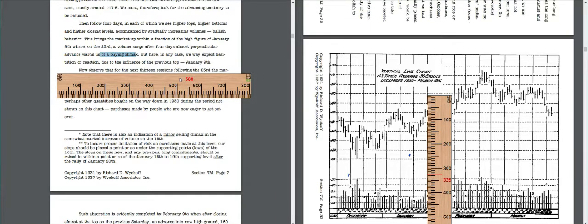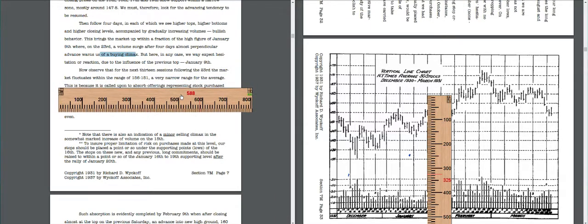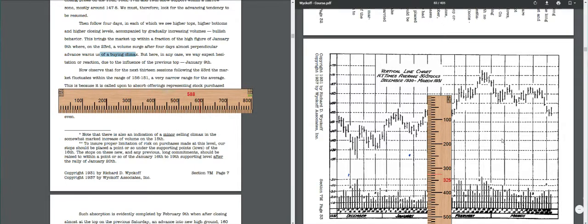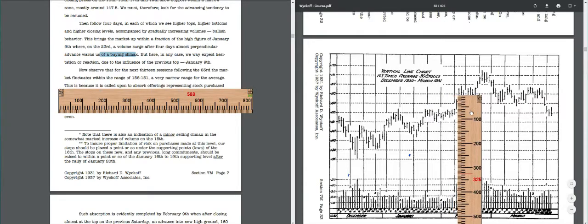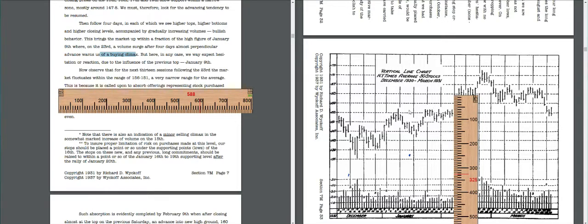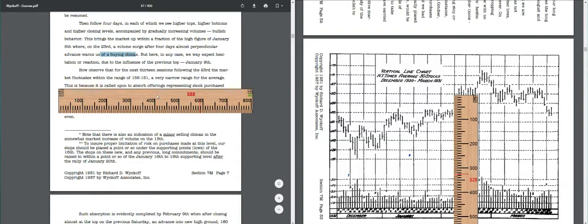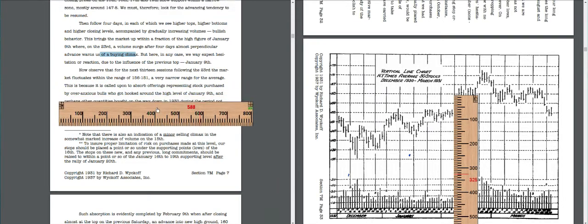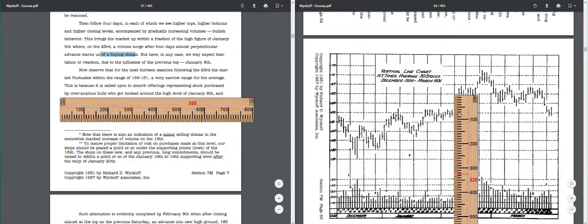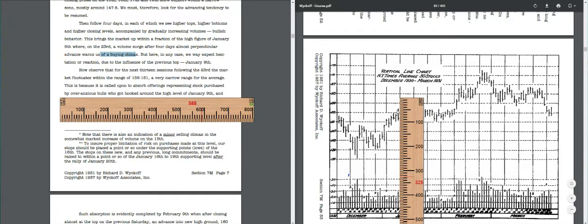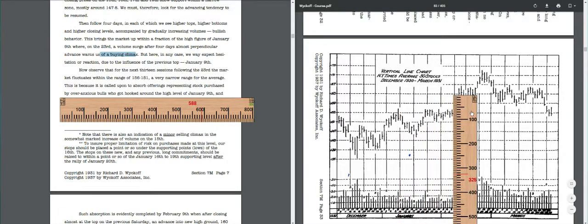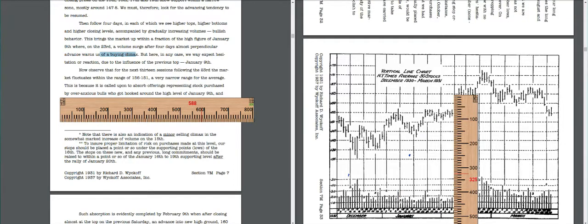Now observe the next 13 sessions. A very narrow range for the average. This is because of absorption. 13 sessions, he's talking about this thing right here at this prior high. Why is this absorption? We'll get into that. These are overanxious bulls who get in here. They want to exit. So for 13 days it's doing a lot of things, one of which is to absorb their selling to break even.